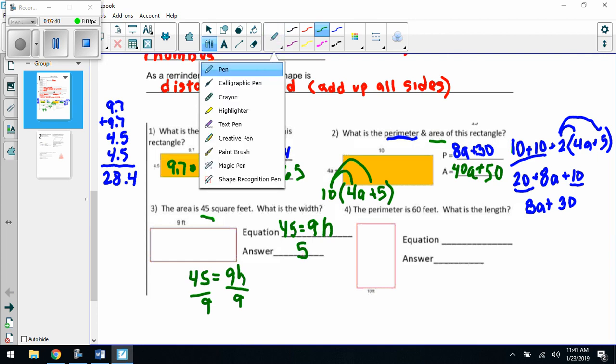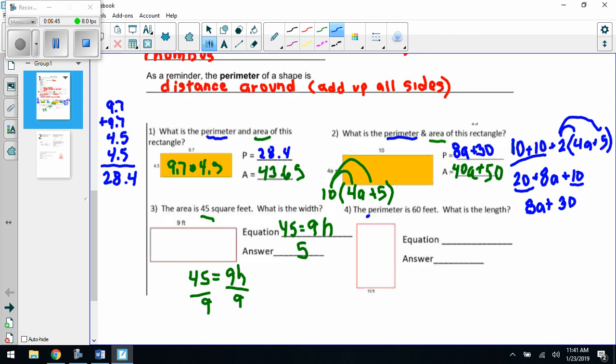Moving on to number 4. This time we're dealing with perimeter. It says the perimeter is 60 feet. What is the length? So our equation, we're going to use the number 60 instead of P for perimeter. We're going to add up all the sides. So if this is 10, then we know this is also 10. So we know we have 10 plus 10, but we don't know what the length here is. So we're going to go ahead and give it, I like to use the variable x. You can use whatever variable you want. I prefer x. So we're going to add x plus x.